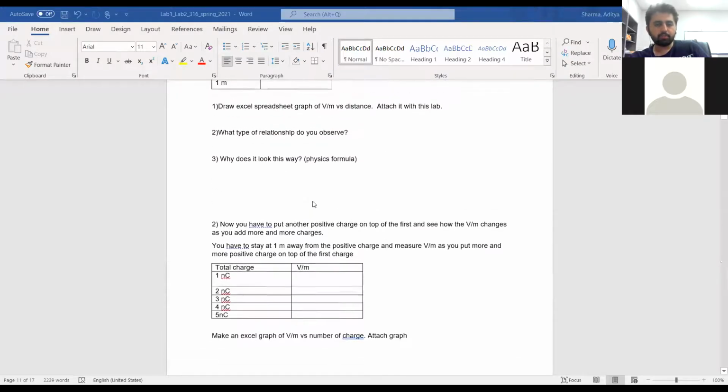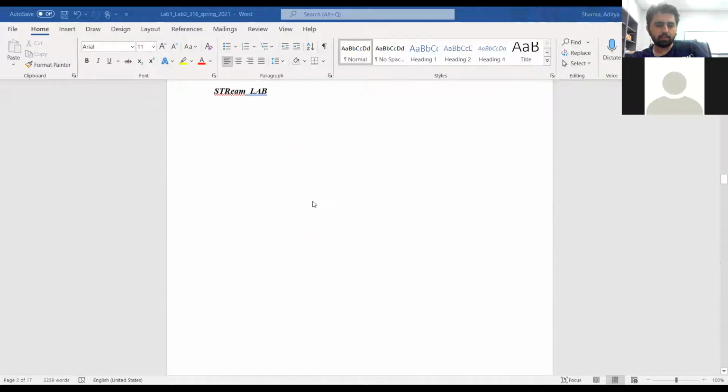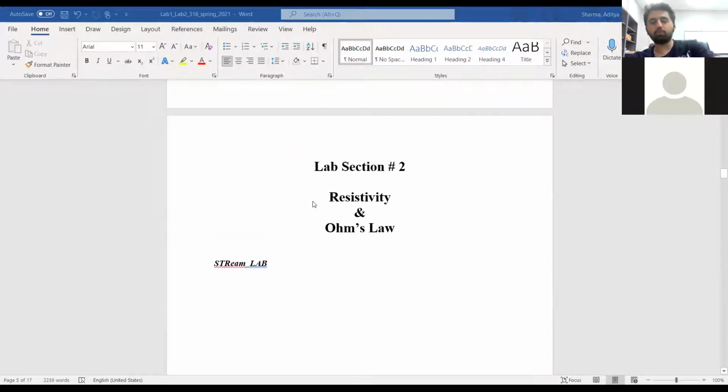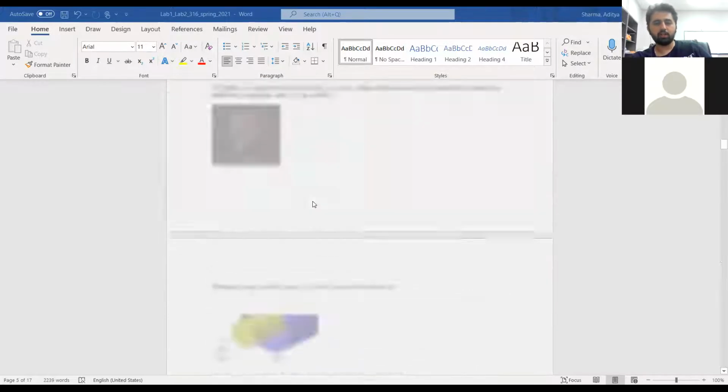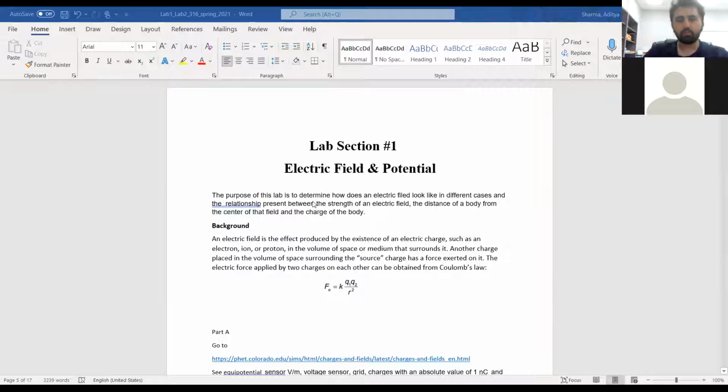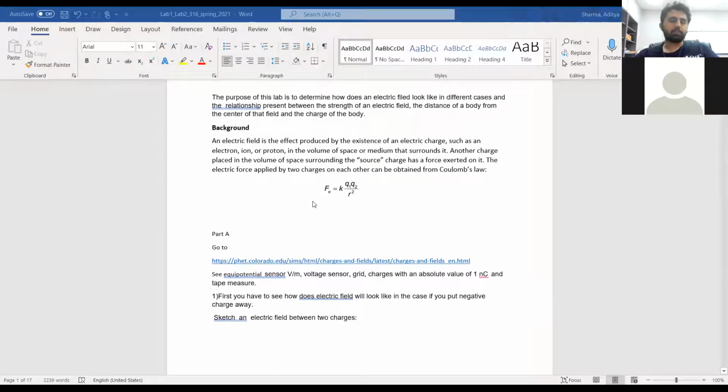Okay, that was just some trivia. But let's look at the document. Here you have lab section 2, so you don't need to look at this. We'll just look at lab section 1 today, which is electric field, potential, and Gauss's law as well. Okay, so it's pretty simple.